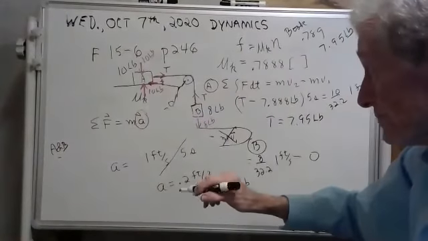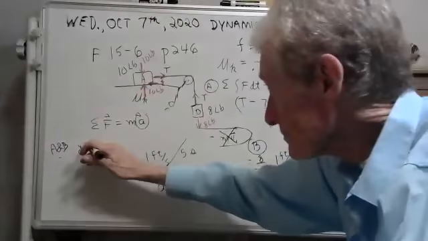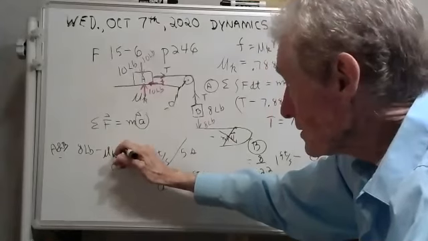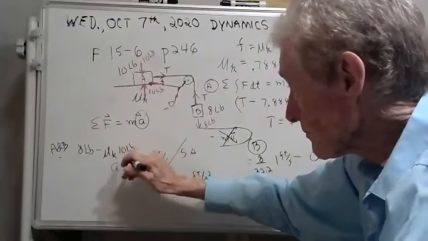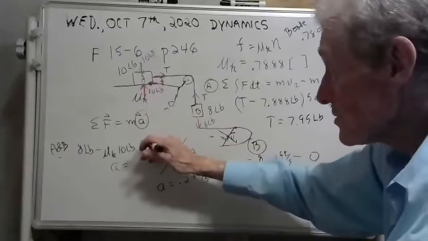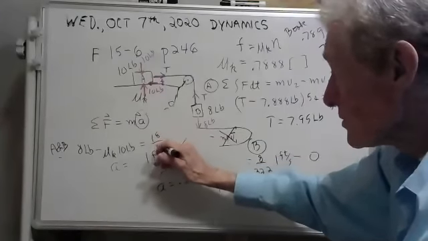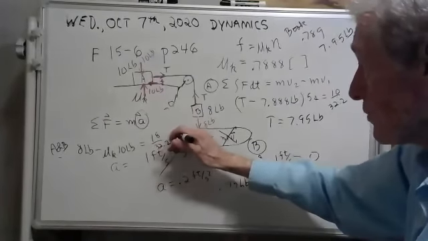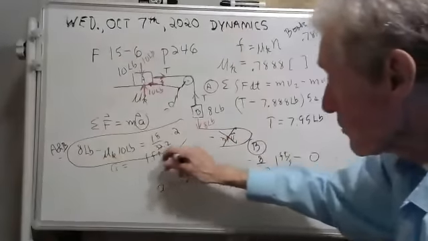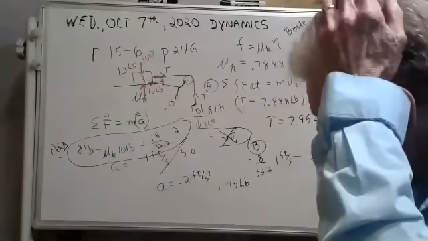So here's what you got. You've got 8 pounds trying to make the thing go, minus your mu sub k times 10 pounds. And that's it. And that's equal to 18 divided by 32.2 times 0.2. Look here. Here's an equation with only one unknown. You should be able to get mu sub k using Newton's second law.